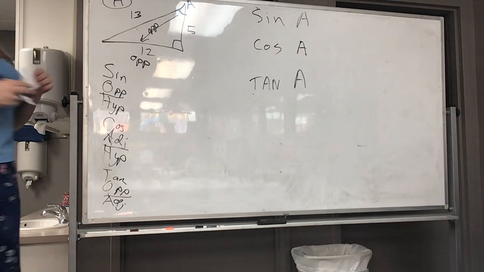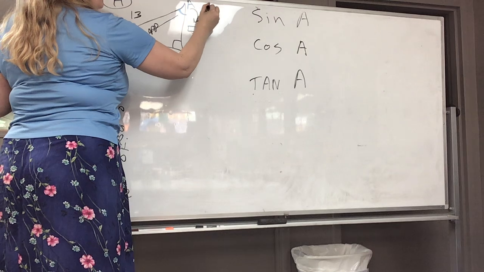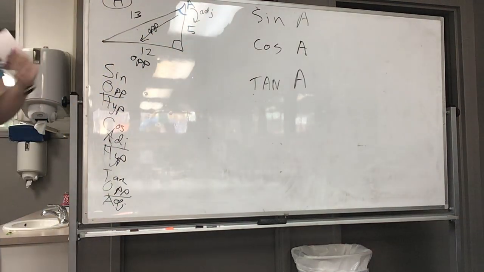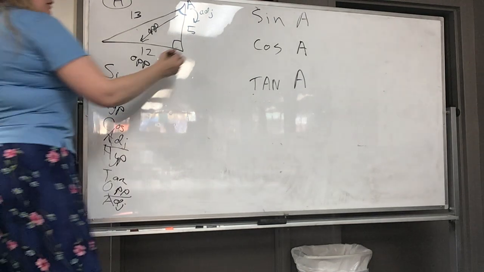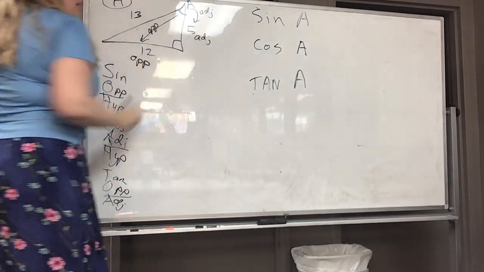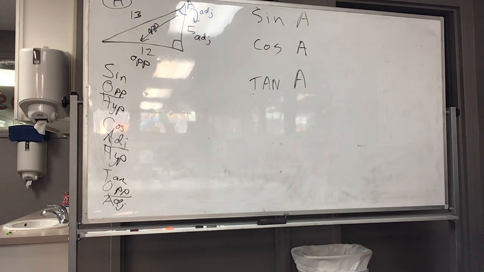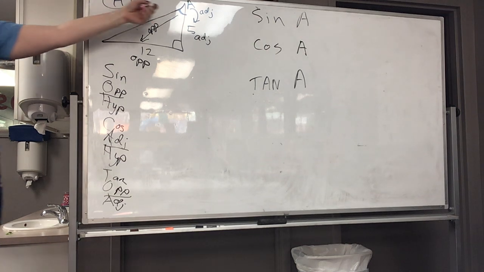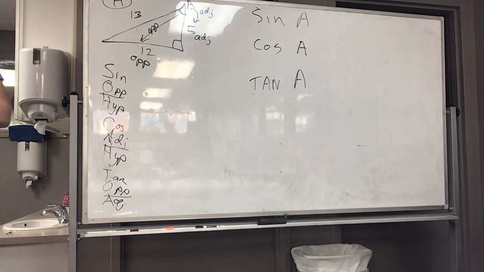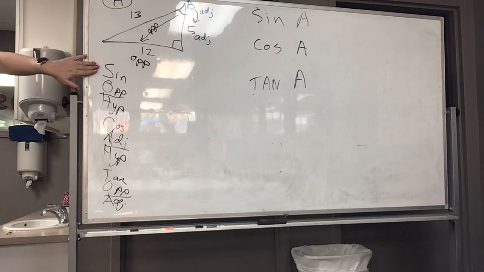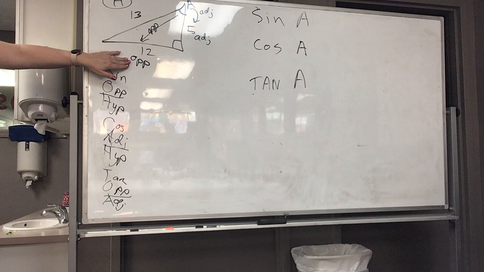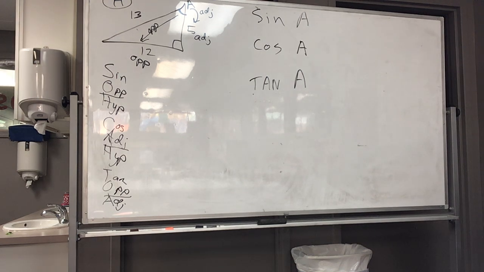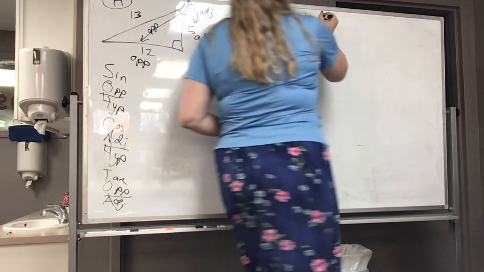Versus adjacent is attached. It's part of the angle. It's helping make up the angle. And so our adjacent is 5. So hypotenuse is always hypotenuse. Opposite and adjacent are in comparison to the angle they gave us. And so for our sine, opposite over hypotenuse, we're looking at 12 over 13. That's going to be our sine.